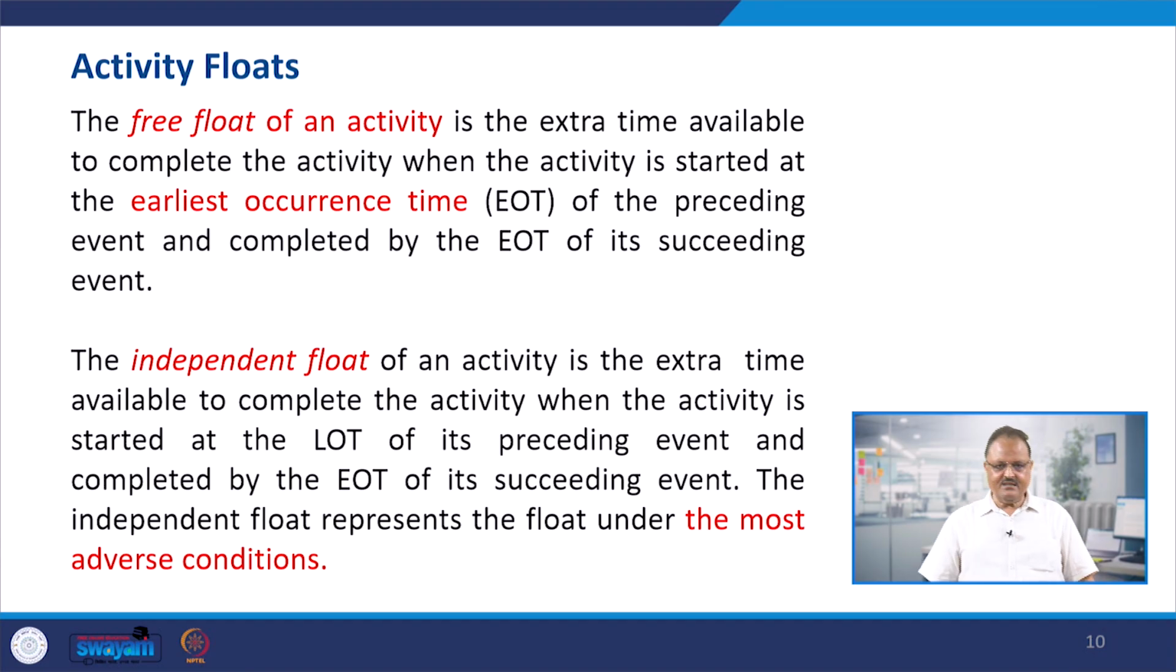And one is the independent float of an activity, and this has to be possible in the most adverse conditions. An independent float of an activity is basically the extra time available to complete the activity when the activity is started at the latest occurrence time of the preceding event and completed by the earliest occurrence time of the succeeding event. Independent float represents the float under the most adverse conditions, right? Most adverse conditions, where you are starting the first event at the LOT of its preceding event. So, independent float of an activity is the extra time available to complete the activity when the activity started at the latest occurrence time of its preceding event and completed by the EOT of its succeeding event.